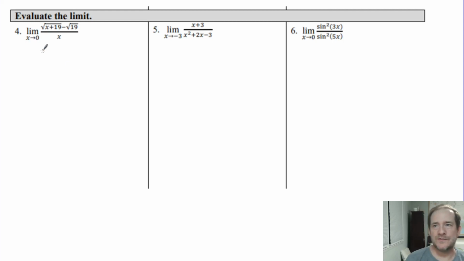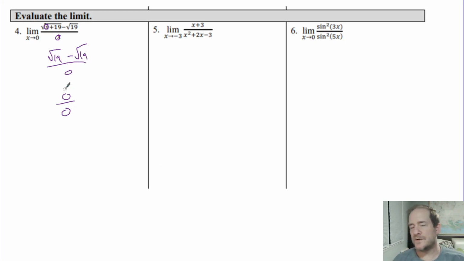So what work do we show for this? Ideally, the work you would show is just plugging in the 0. But of course, that doesn't work here because you get root 19 take away root 19, all over 0. That's 0 over 0. You can't ever have 0 over 0. That's indeterminate. It doesn't mean that your limit is 0, or infinity, or that your limit does not exist. Your limit could literally still be anything. So you have to go back and do the math.